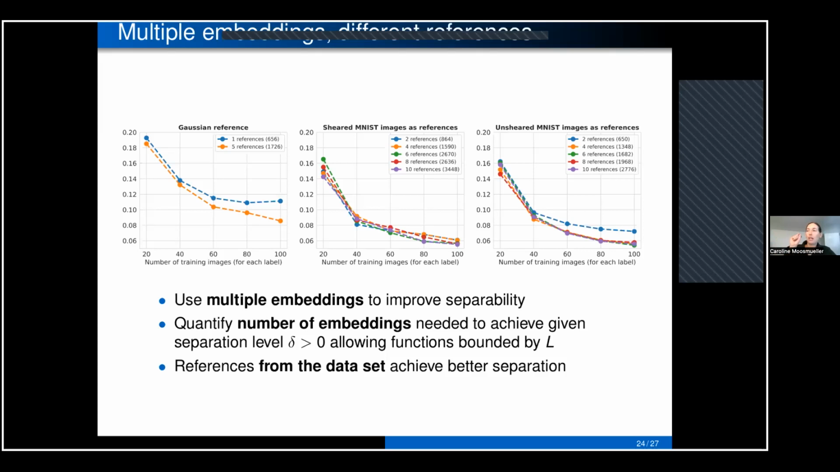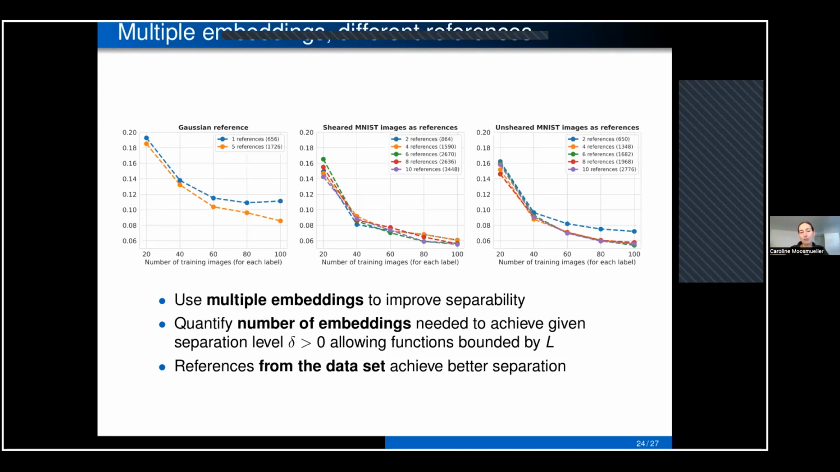So up to now, we were doing one embedding based on one reference. But you can do multiple embeddings, choosing multiple references. This will make the overall computational problem larger, right? Because you have more optimal transports to compute.